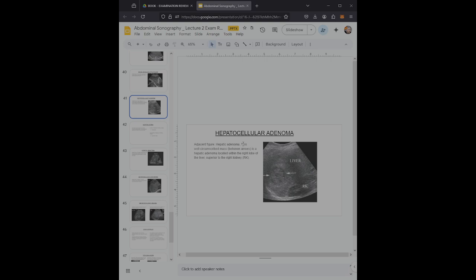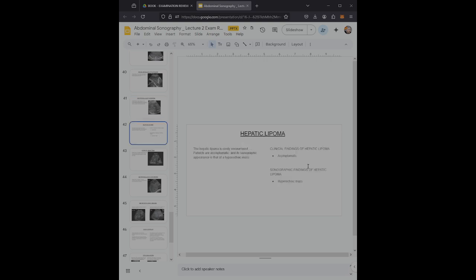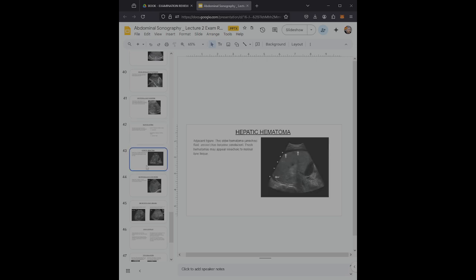This is a hepatic adenoma. It's a well-circumscribed mass located in the right lobe of the liver and superior to the right kidney. Hepatic lipomas are rarely encountered, and their sonographic appearance is usually that of a hyperechoic mass. Sonographically, that is it, a hyperechoic mass. Clinically, it is asymptomatic.